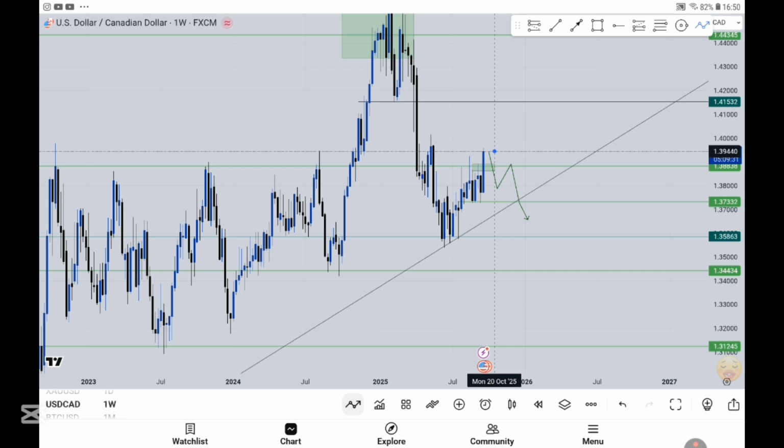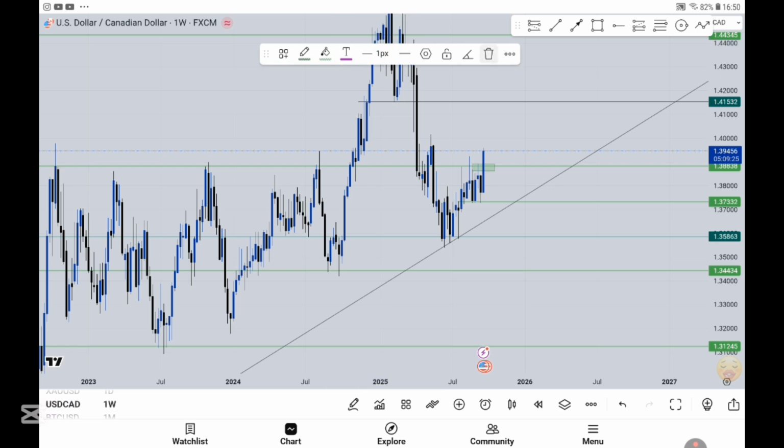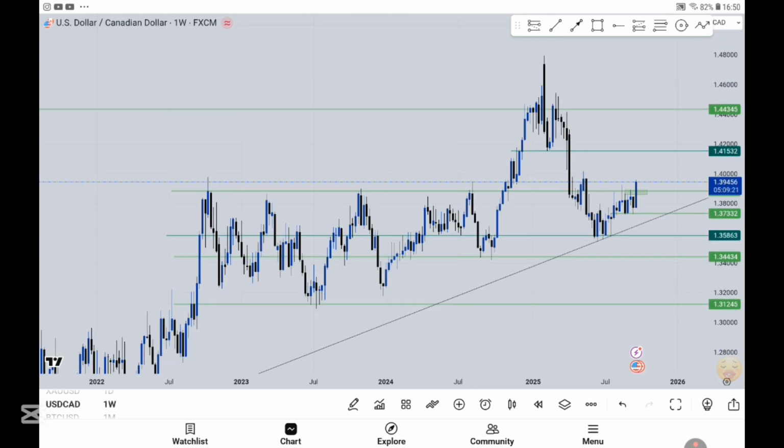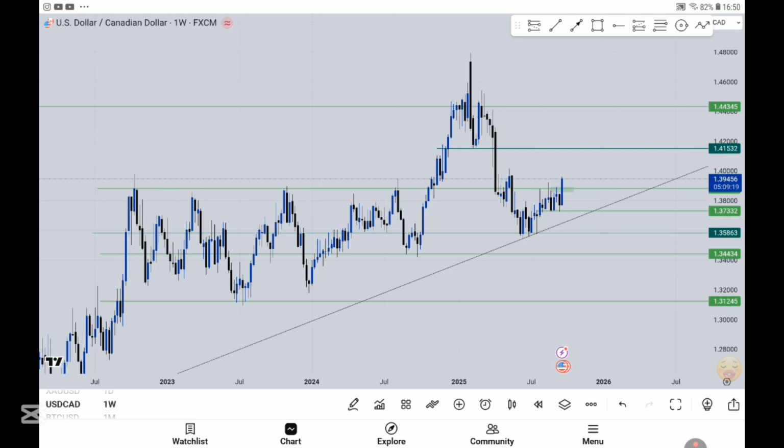So right now we're going to move down from the weekly to the daily time frame, to see the further view of this movement in this box here. The further movement here, we'll go down to the daily time frame.